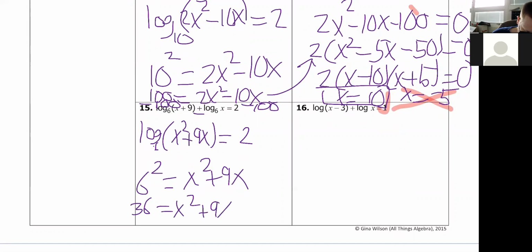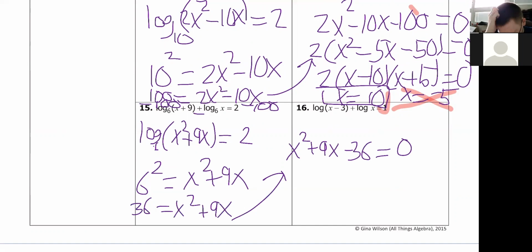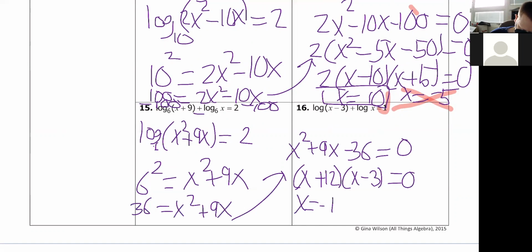So you want to move everything to the same side. Because remember, when you're solving quadratics, you always want them to equal 0 if possible. So if you subtract that 36, you basically have this. Does this factor out nicely? What multiplies to 36 and adds up to 9? You could do 12 and 3. So the plus 12 minus 3. You get negative 12, and you'd get positive 3.